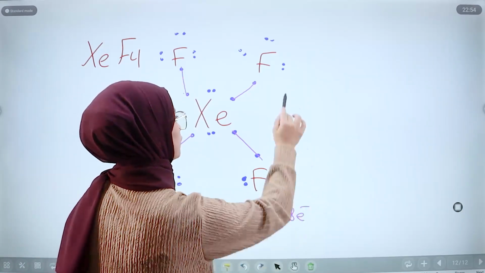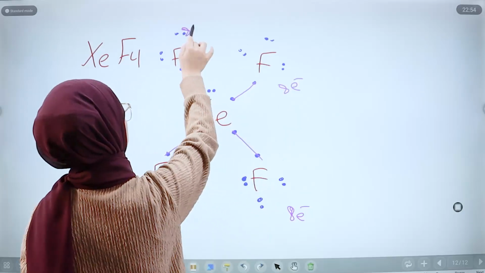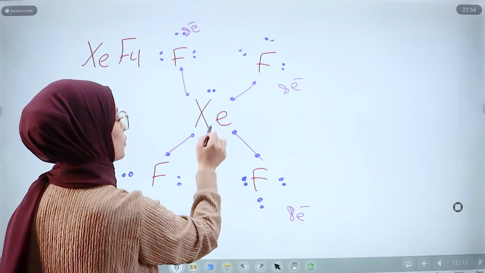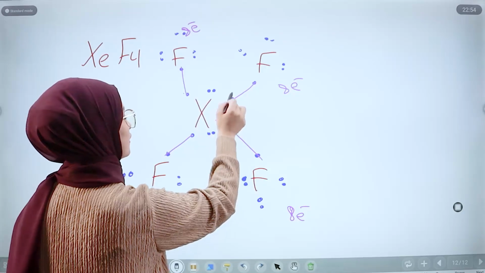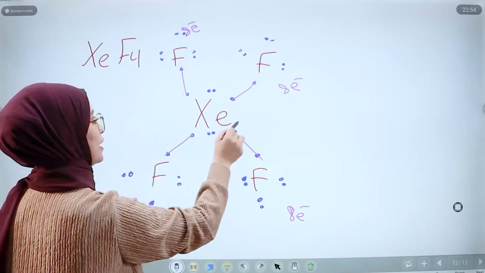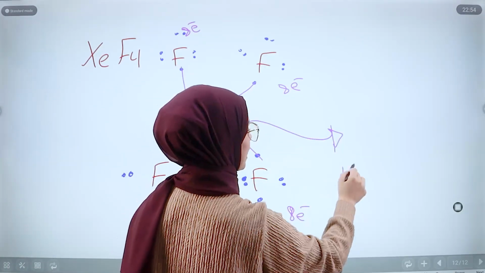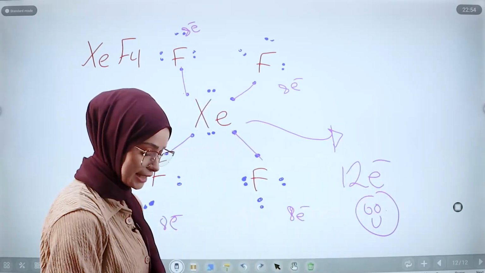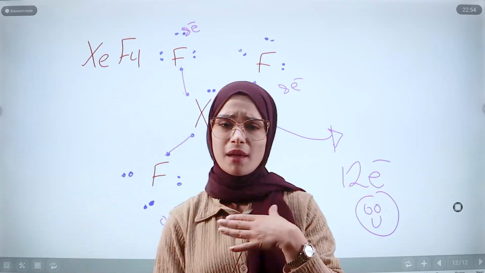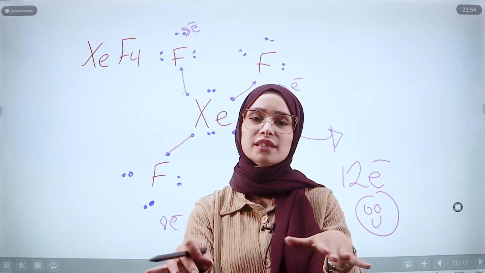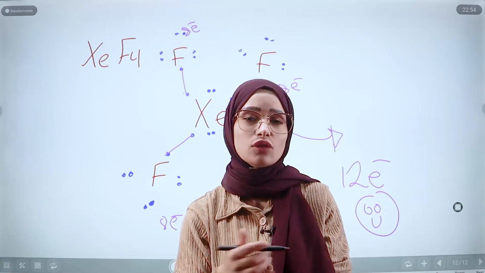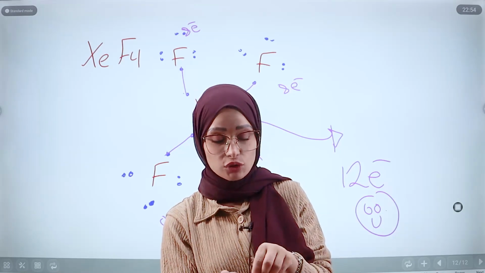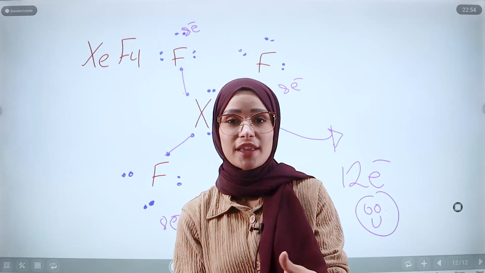Each one of these fluorines is happy and stable. The xenon has 1, 2, 3, 4, 5, 6, 7, 8, 9, 10, 11, 12. Yes, I am happy and stable with 12 electrons, not only 8. I'm honest. I will give you all the exceptions. Do not get confused at any time. It's important to know all the exceptions more than the basic rule.